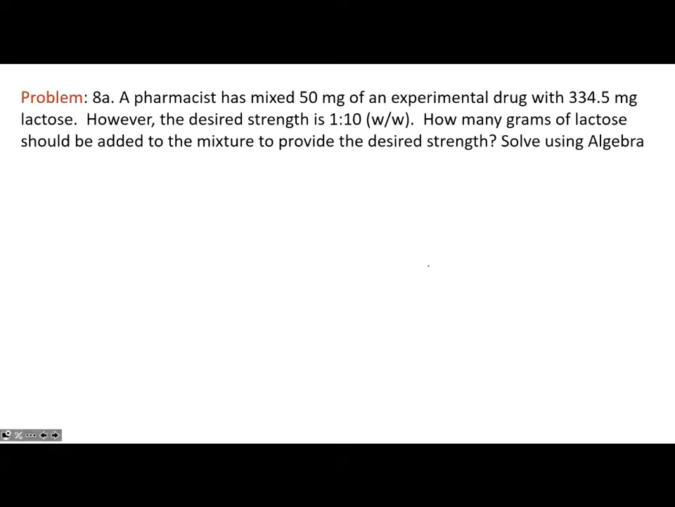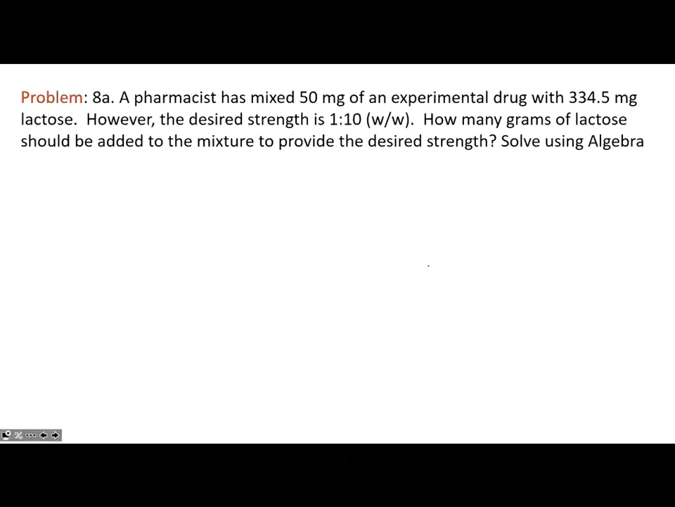This is a good one that's a little bit difficult. We'll do 2 versions of this. It's about dilution and altering product strength. The pharmacist has mixed 50 milligrams of an experimental drug with 334.5 milligrams of lactose. Mix them together, okay? However, whatever that concentration is, it's not right because we want a 1 to 10 weight per weight concentration. Obviously, it's more concentrated than what we want. So how many additional grams of lactose do we need to add to lower the concentration down to the desired?